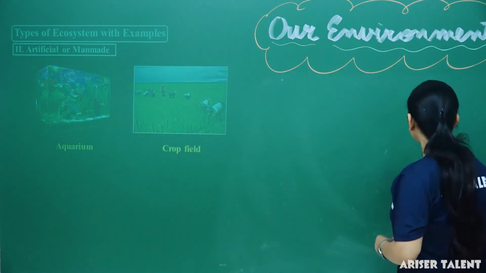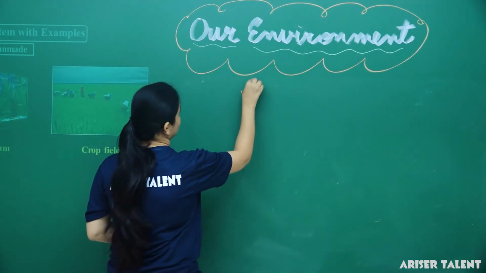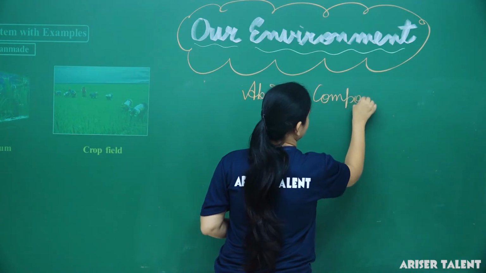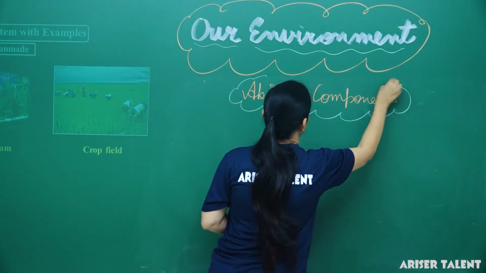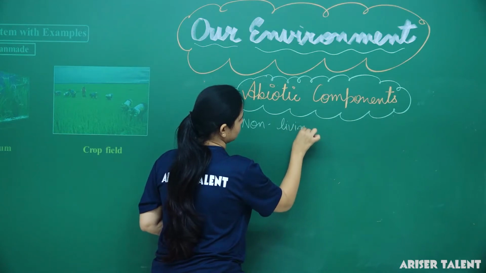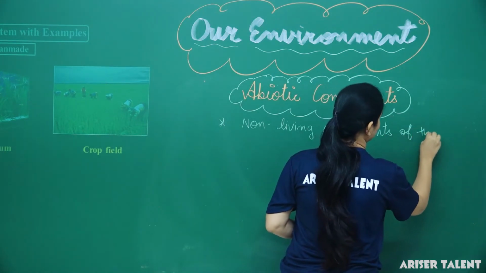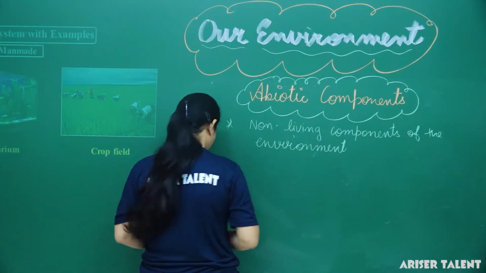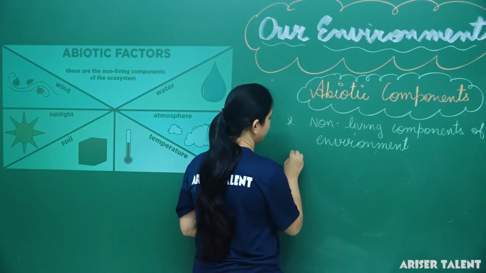Okay, so here we studied about the ecosystem. Now we will talk about the components of environment. First of all, we will talk about abiotic components. Okay, so what are abiotic components? Abiotic components means non-living components of the environment. Okay, and what are they? Generally they are of three types. These are non-living components of the ecosystem and generally they are of three types.